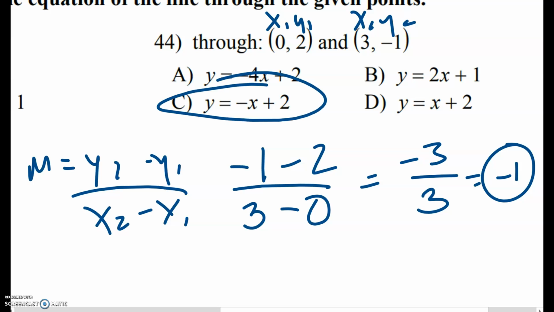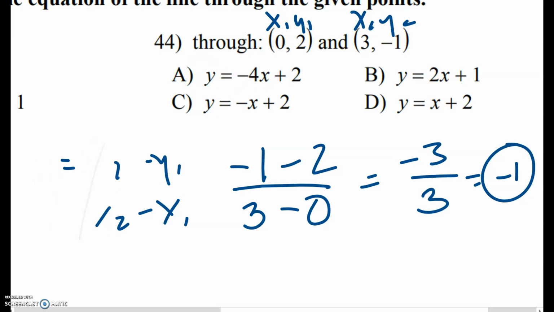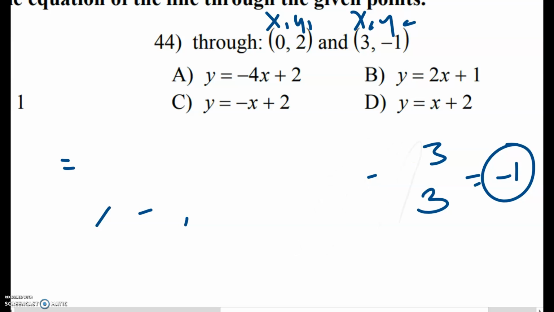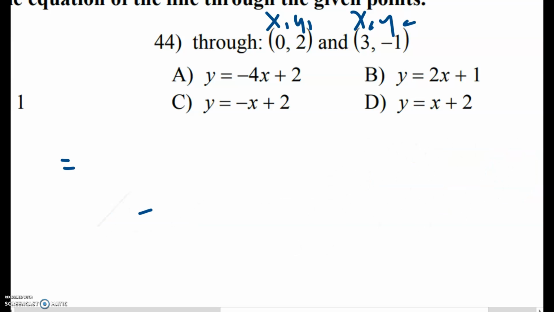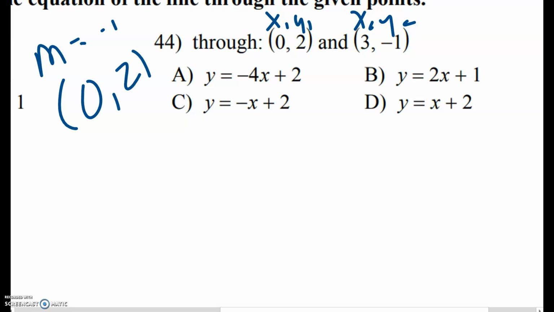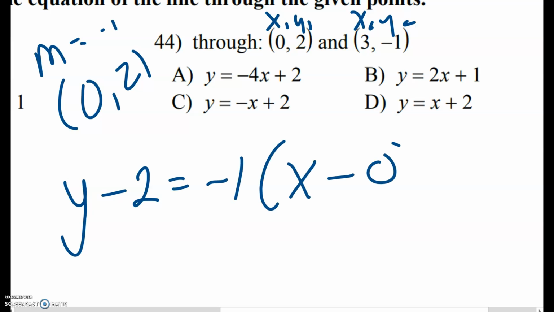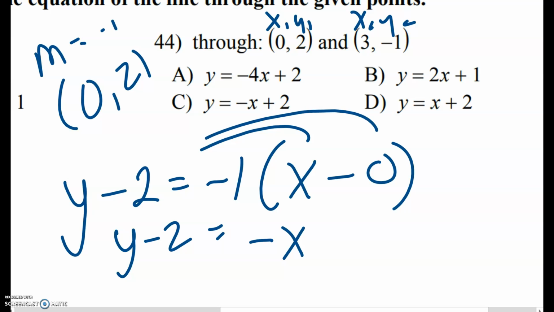Now, let's say we can't figure it out that way. We have to keep going. So we know our slope is -1. Let's go ahead and use that. So our slope is -1, and we can use either point. I'm going to use 0, 2. So y minus y1 equals my slope times x minus x1. So I get y minus 2 equals -x, because when you distribute that, -1 times 0 would be nothing. And then just subtract the 2 to the other side. Whoops. No, add the 2 to the other side. Sorry about that. So we still get the answer.